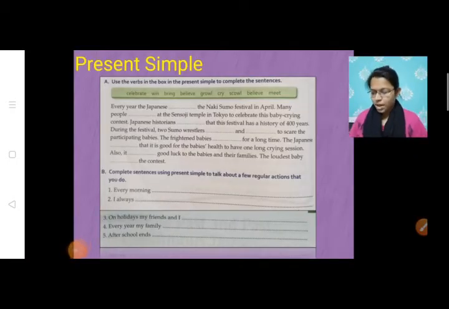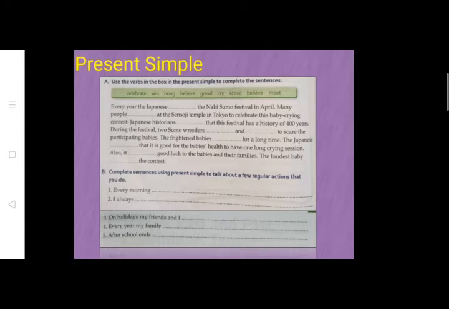So students, I would request you to open your textbook page number 56 so that we can start exercise A. Use the verbs in the box in the present simple to complete the sentences. So there are some words given in the box which we would be using in the given blanks. Every year, the Japanese dash the Naki Sumo festival in April. So here we would be writing the word celebrate.